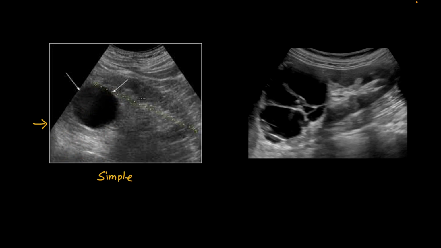Now look over here. This is the complicated cyst. Why? Yes, it is a cystic lesion with thick or irregular walls and there are a few septa, and these septa are suspicious for renal cell carcinoma and warrant further workup. Vascularity of the septa on color or spectral Doppler is suspicious for renal cell carcinoma. So these are the findings in ultrasonography for renal cyst.